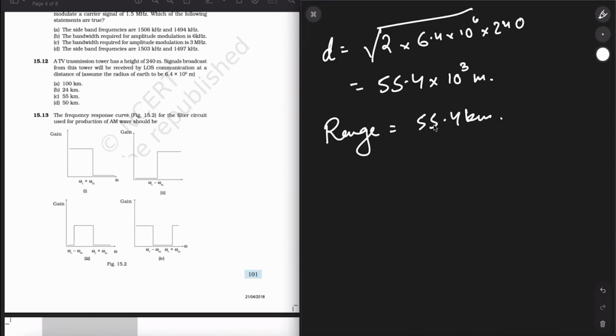The options have been given to us as 50, 24 and 55. So B, C, D will be the correct options for this question.